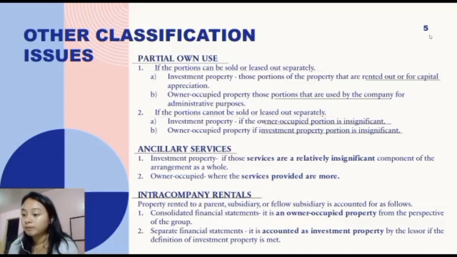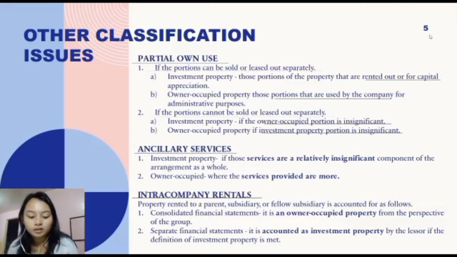So, it is investment property if those services are relatively insignificant components of the arrangement as a whole, and owner-occupied if the services are relatively significant components of the arrangement as a whole. So for instance, the building owner supplies security and maintenance services to the lessees.